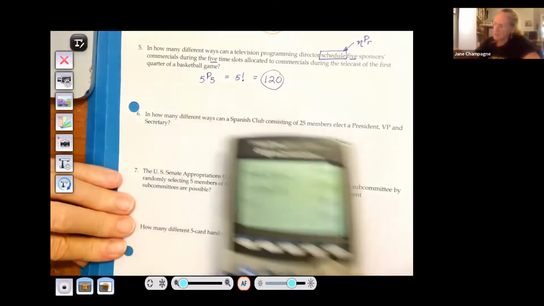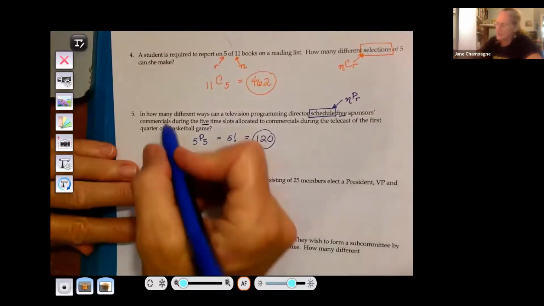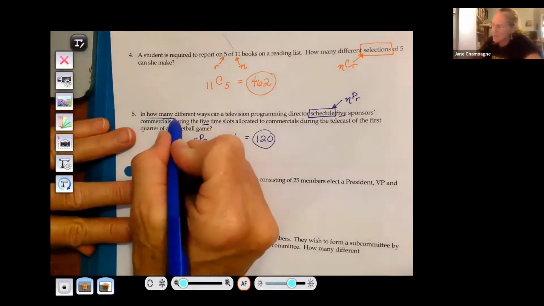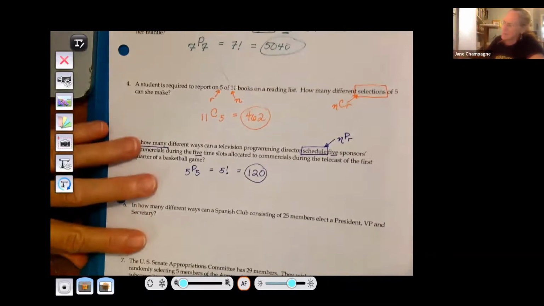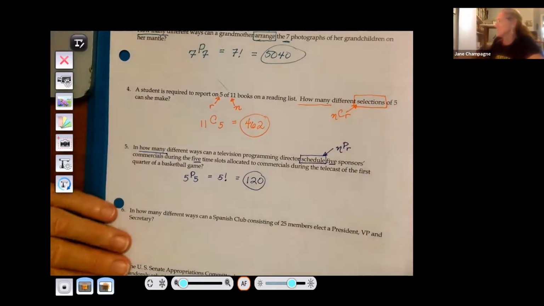All right, number 6. How many different ways? And again, notice these are all asking how many, how many, how many. So always getting whole number counts for these questions.